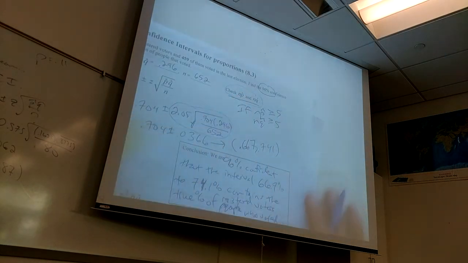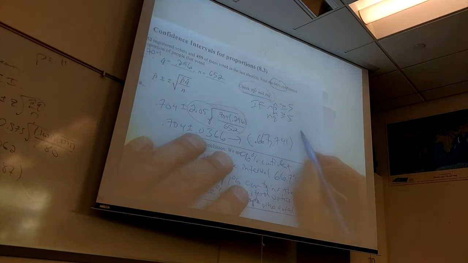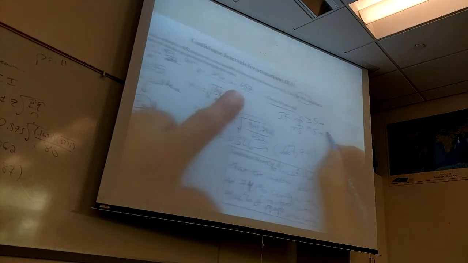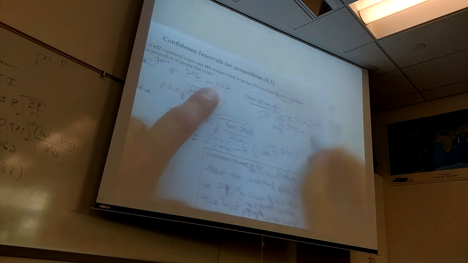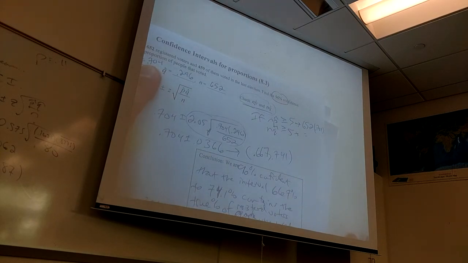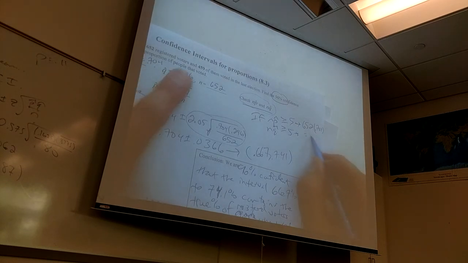What's NP hat? N is 652. P hat was 0.704. I'm hoping somebody out there is like, why is he doing all that work? Maybe not yet, okay? I'll bet you anything it's 459, something close to that.